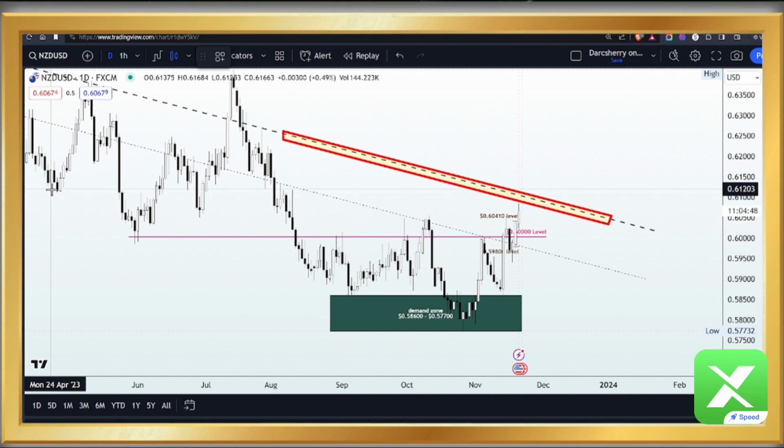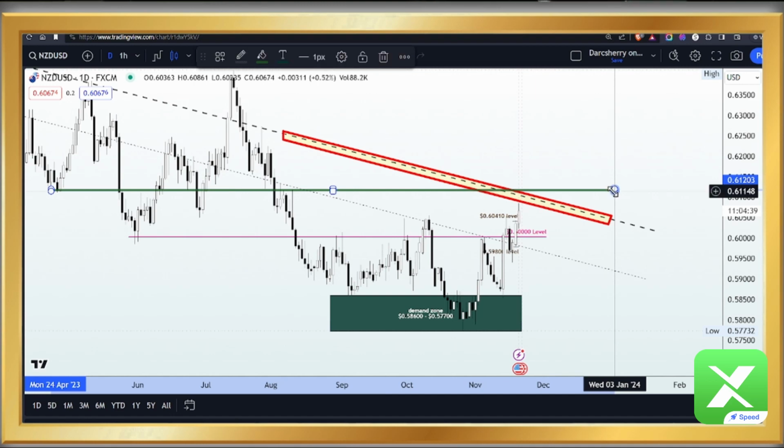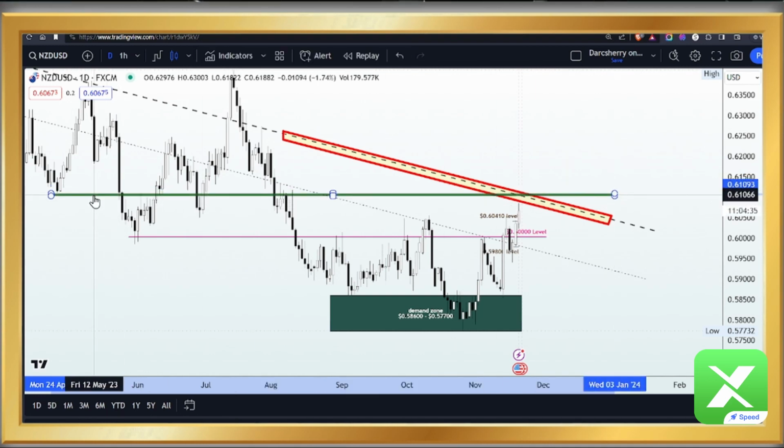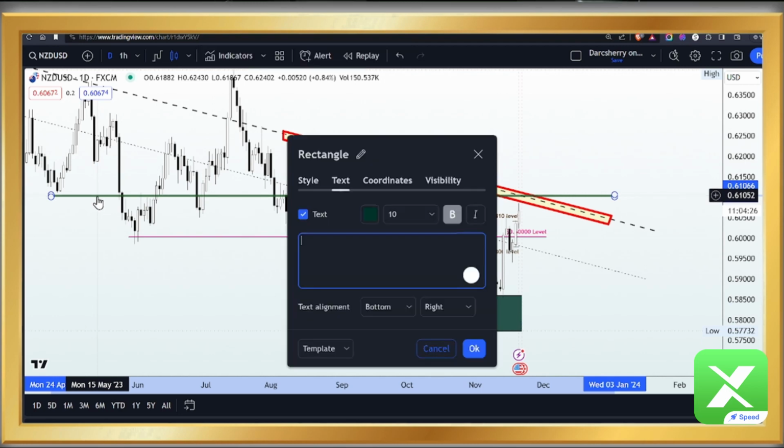So look at what we have here. We have like 0.61200. So I do want you to be marking out that level on your chart. Let me do some readjustment here. I think we still have somewhere around the 0.61050. I think that is very good. 0.61050 level, another psychological level right there.